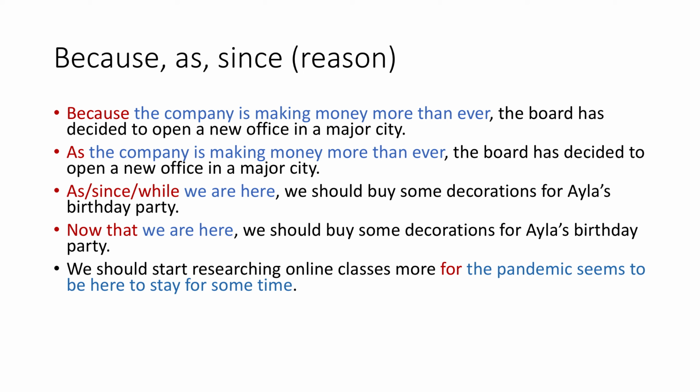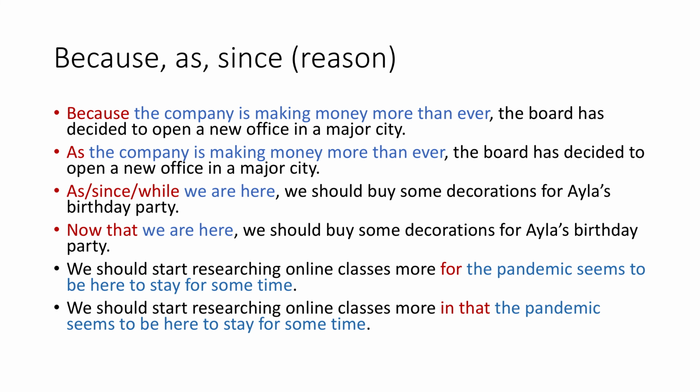There are two other words that are used for reason and cause of something, but they're very formal. One of them is for, and the other one is in that. So these two examples both indicate a very similar structure to the other sentences on this slide. And they are making an adverbial clause, and they indicate the reason for the action or the state of the main clause or the sentence that is in black. So we should start researching online classes more, for the pandemic seems to be here to stay for some time.